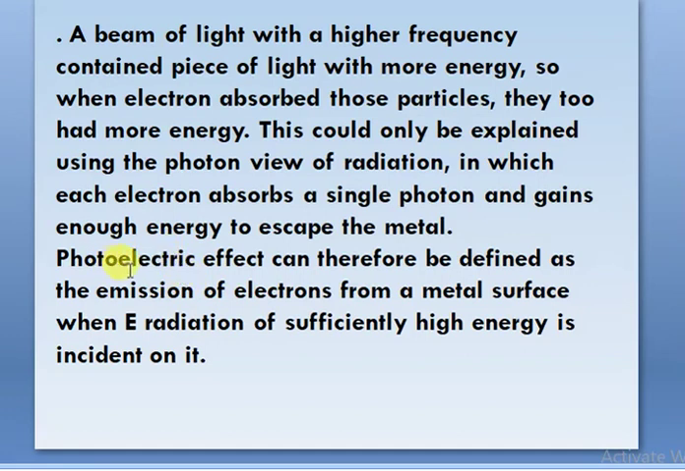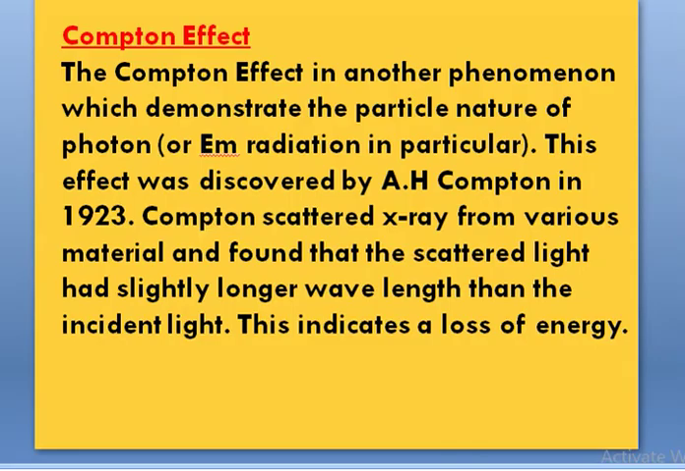So you find out that this incident light must have appropriate what? Frequency, not any frequency. There is an appropriate frequency which, when this incident light falls on a metal, electrons will be liberated from the surface of that metal in form of this electromagnetic radiation that we call what? Photon. Now we can equally explain this particle nature of photon using what we call the Compton effect.